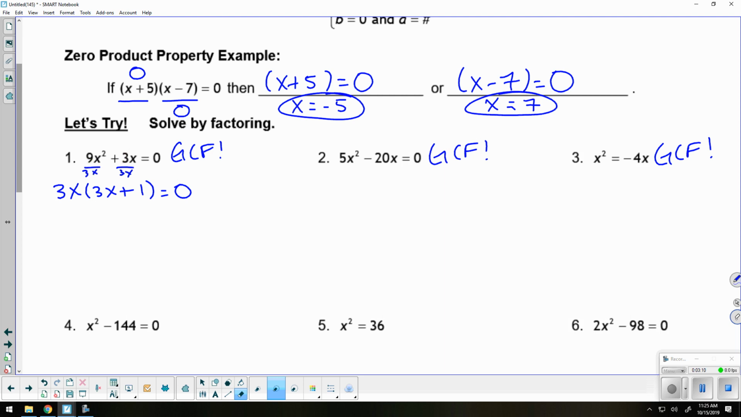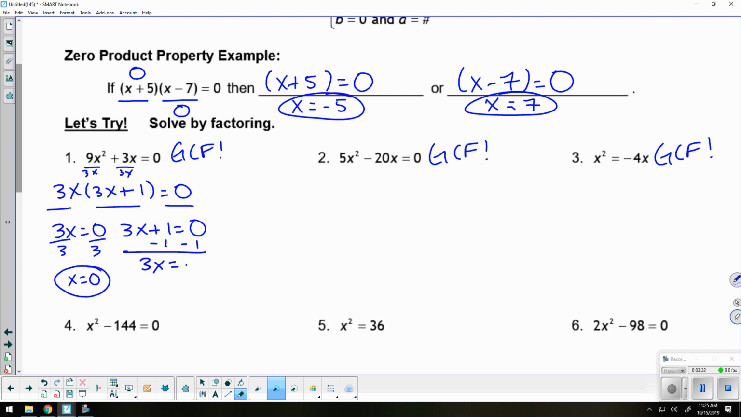By using the zero product property, solving it now for x, you want to set each factored piece equal to 0, including the GCF. You set that equal to 0, set the 3x plus 1 equal to 0, and now solve for your solutions. Dividing both sides by 3, x would still be 0, and then subtracting 1 for this one, and then dividing by 3, our other possible solution would be negative 1/3, negative 1 over 3. So two answers. There you go.